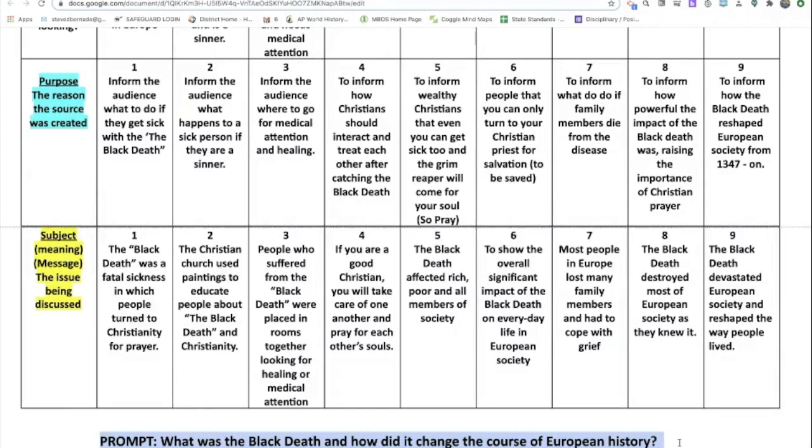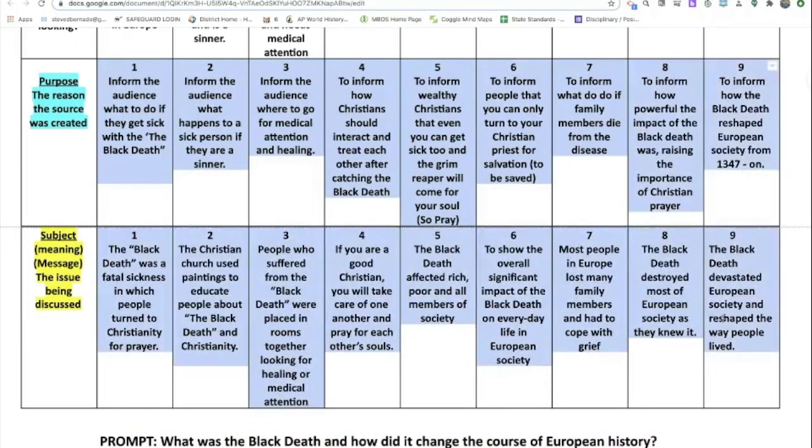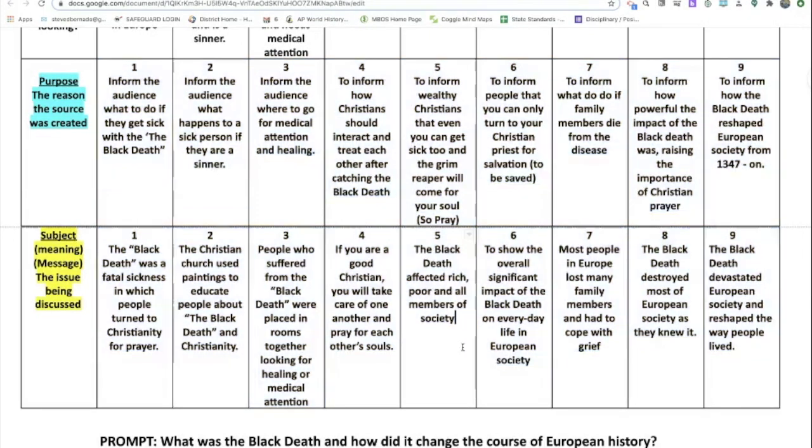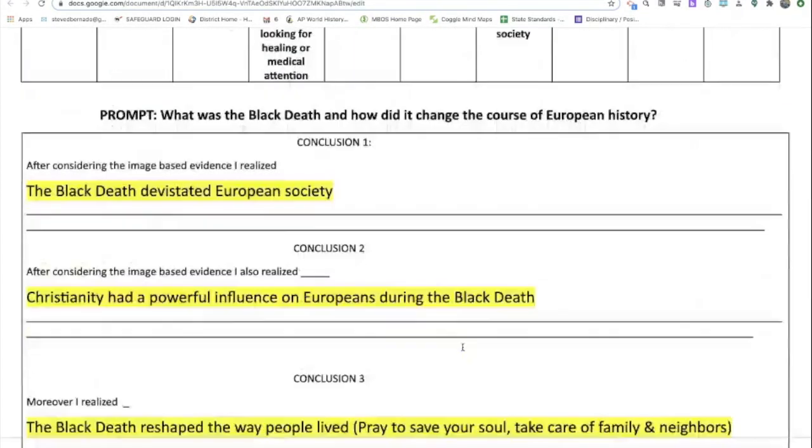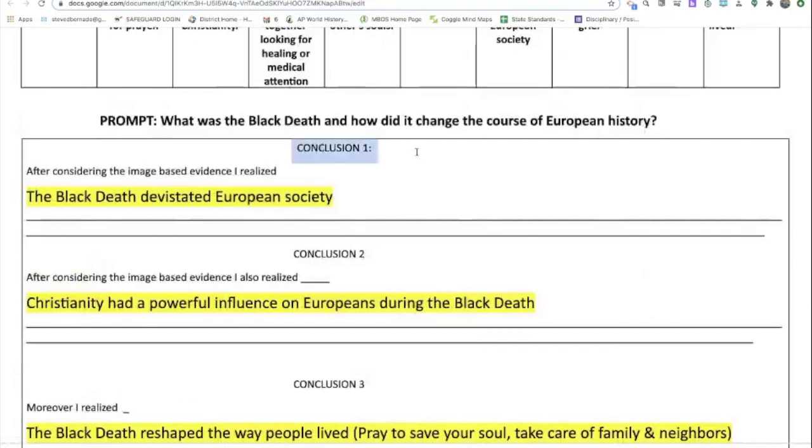I need to figure out 3 ideas that I learned from all these boxes. What are the 3 biggest ideas? The 3 biggest things I realized from looking at all of those boxes. And those are my 3 conclusions. I'm asking you to draw 3 conclusions, 3 things you learned. Conclusion 1, conclusion 2, conclusion 3.